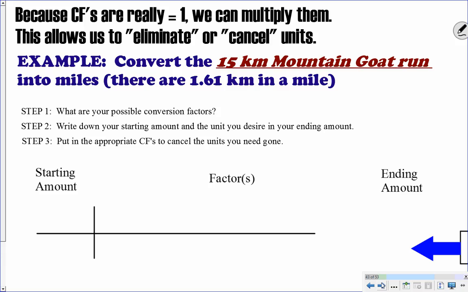So a great example, we have the mountain goat run that happens here in the Syracuse area. We wanted to convert the 15-kilometer mountain goat run into miles, and we knew that there were about 1.61 kilometers to 1 mile. So we could say, all right, for our conversion factors, we have 1.61 kilometers over 1 mile. We could also have 1 mile over 1.61 kilometers. This conversion actually is not a great example of one with unlimited sig figs, but it's kind of a fun local problem to do.